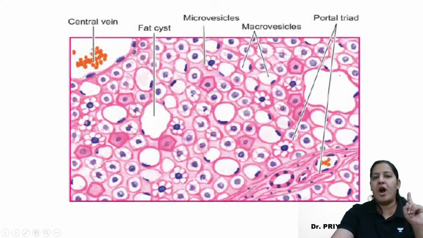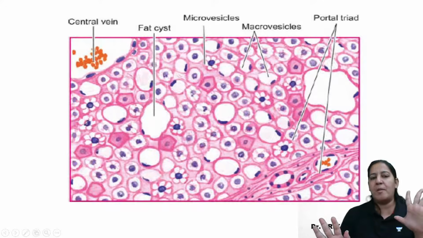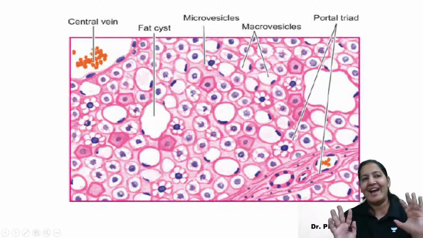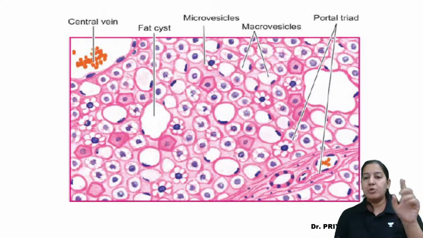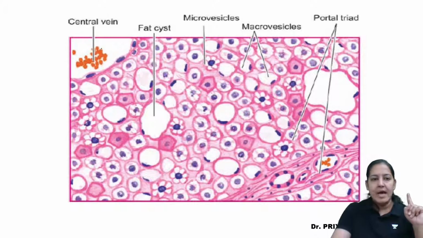So this is the diagram of stage 1. What is this diagram about? Whenever any diagram of liver is shown to you, you have to see two things. Where is the central vein? Where is the portal triad? So look at the diagonals. Look at the corners. Can you see this diagonal?